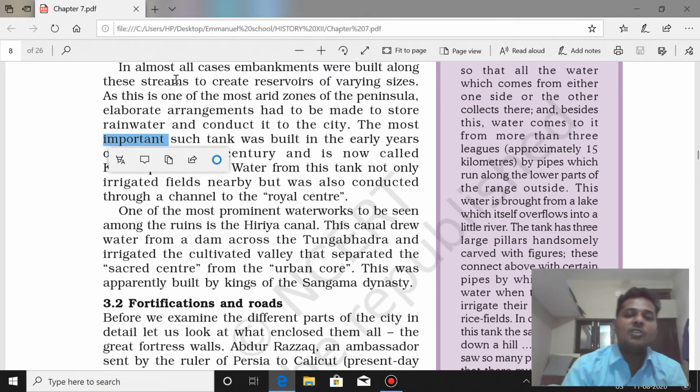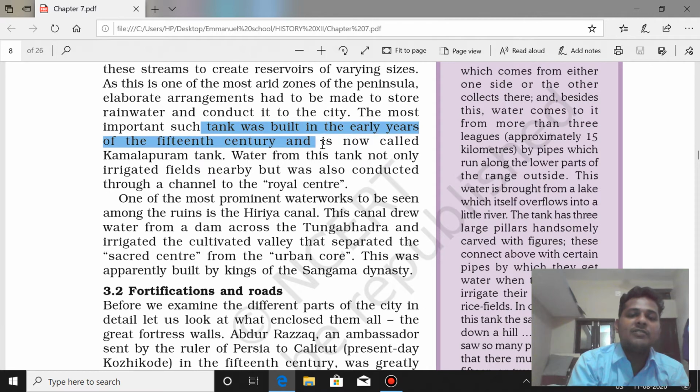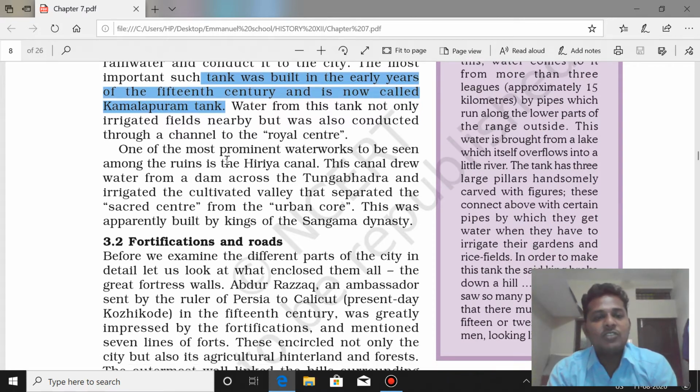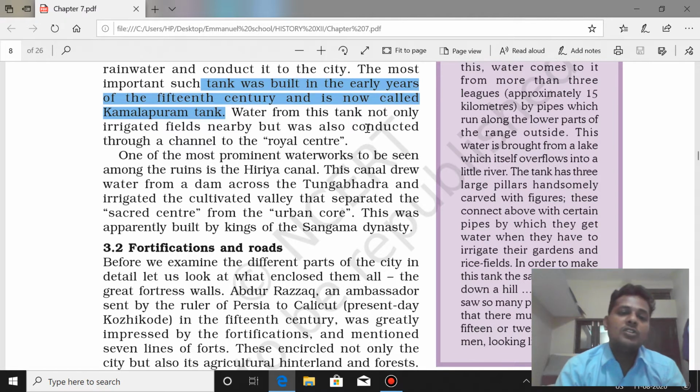Such a tank was built in the early years of the 15th century, and it is now called the Kamalapuram tank. First, in the 15th century, a tank was constructed to store water, that is the Kamalapuram tank. Water from this tank not only irrigated fields nearby but also was conducted through a channel to the royal center.